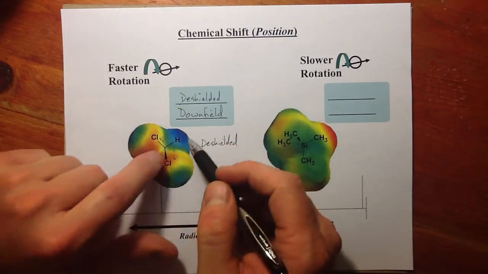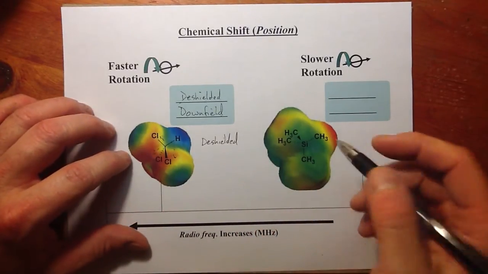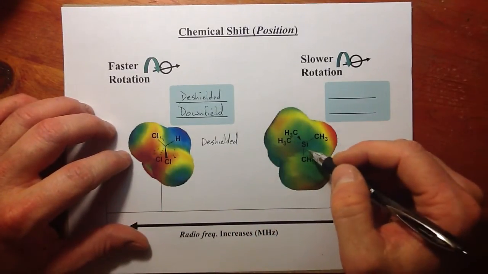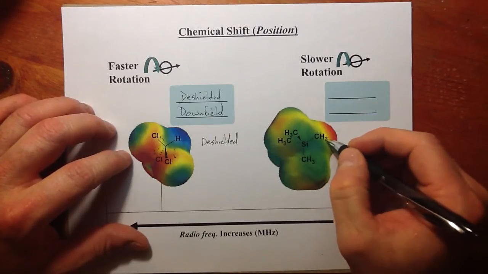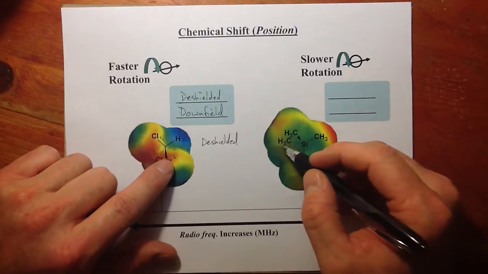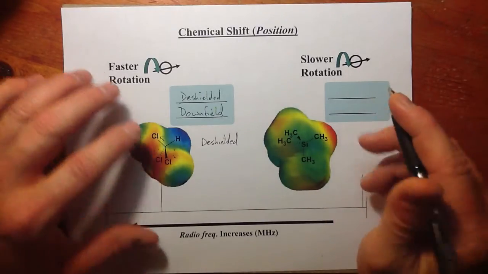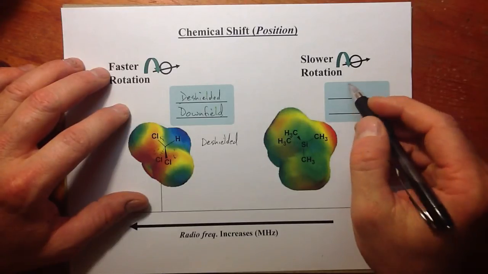Deshielded is the left side, that's also the downfield side. The right side over here has tetramethylsilane, so this would not be deshielded. These three protons, these three protons, these three, and these three are all equivalent. So there are actually 12 protons that are going to give us the same slow rotation.